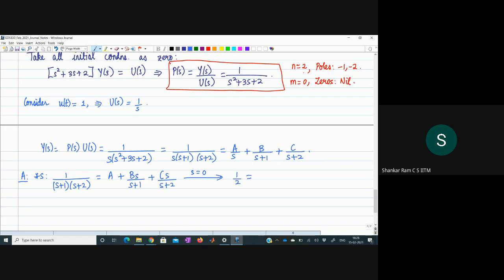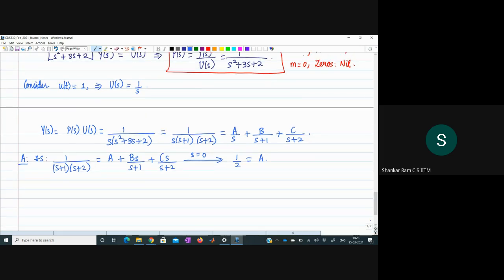So essentially, we multiply both sides by the term which is in the denominator of the term corresponding to the residue and substitute its root. So similarly, if we were to find b, we multiply both sides by (s plus 1). What happens is then we get 1 divided by s times (s plus 2) is equal to a times (s plus 1) divided by s plus b plus c times (s plus 1) divided by (s plus 2). And now we substitute s equals minus 1.